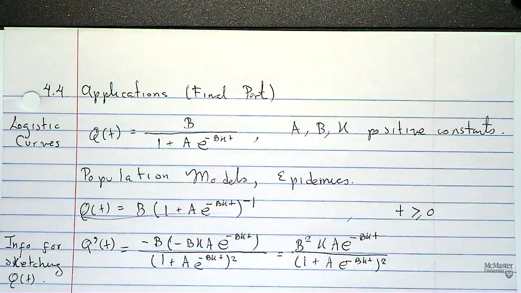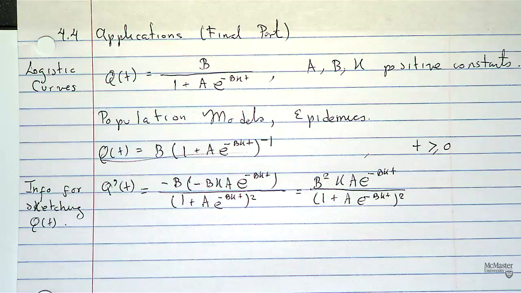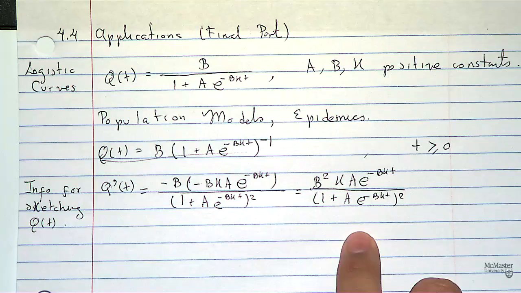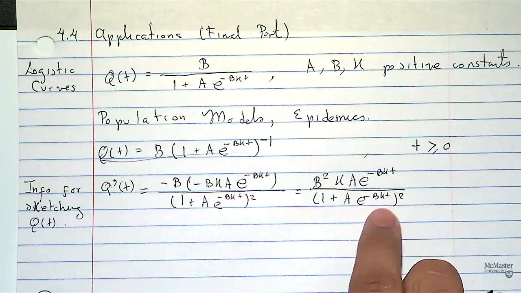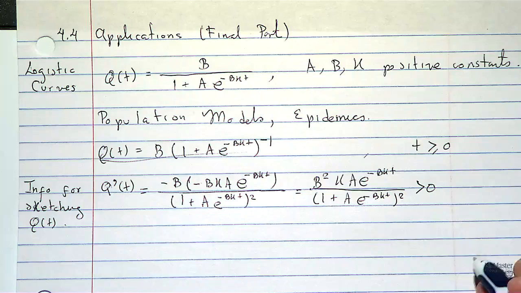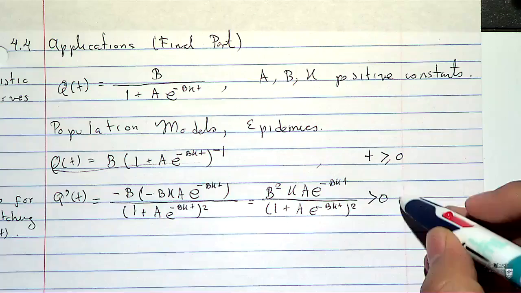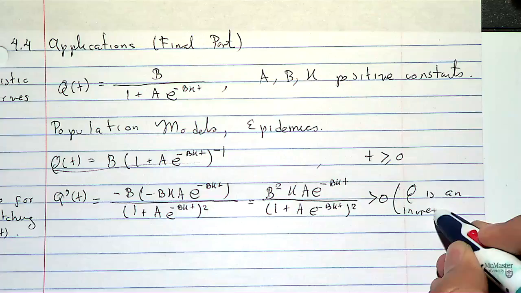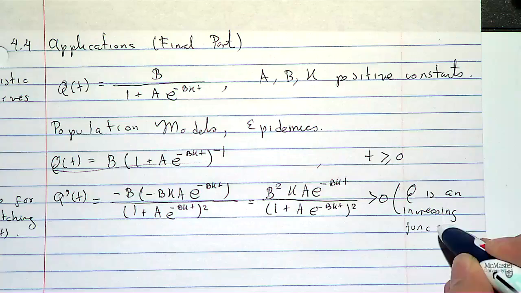Now, there is an important thing to mention, which is, if you look at the result for the derivative, all the quantities are positive, right? So the constants are positive by assumption. You have the square, you have e to the minus b k t, an exponential is always positive, and then you have this quotient. So that is good to know, because the fact that the derivative is positive means that q is an increasing function. So that's an important piece of information, right?